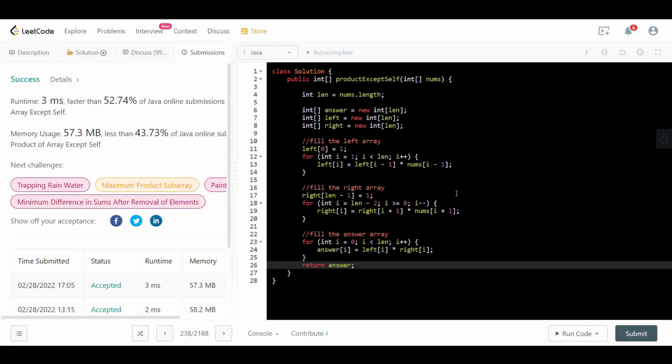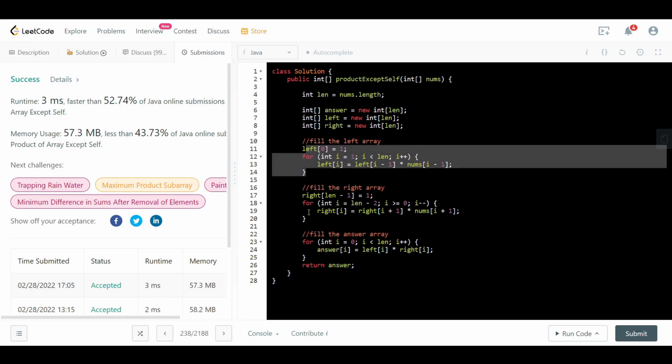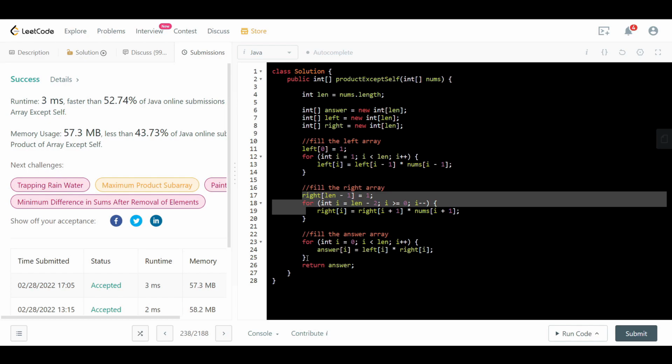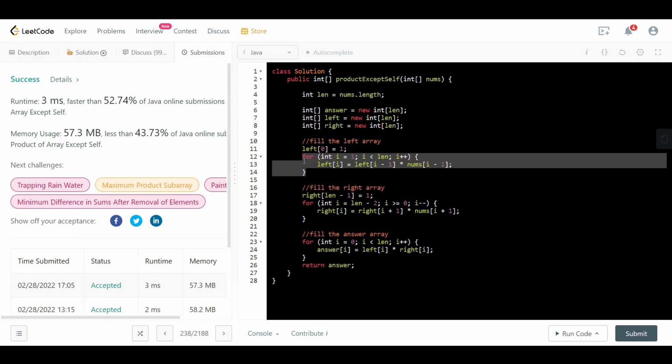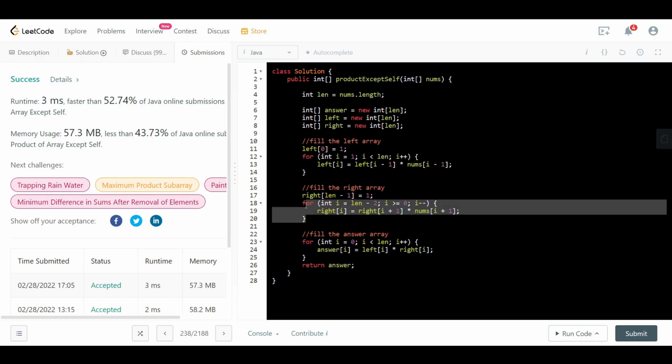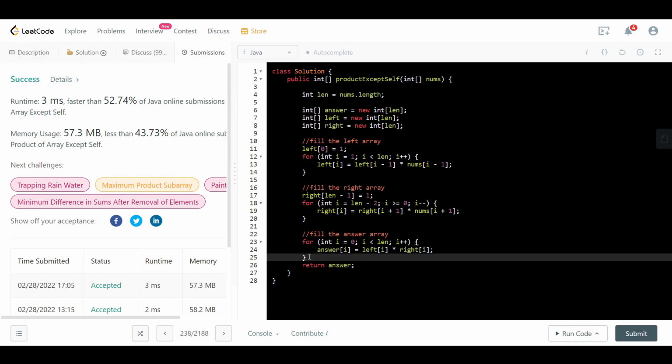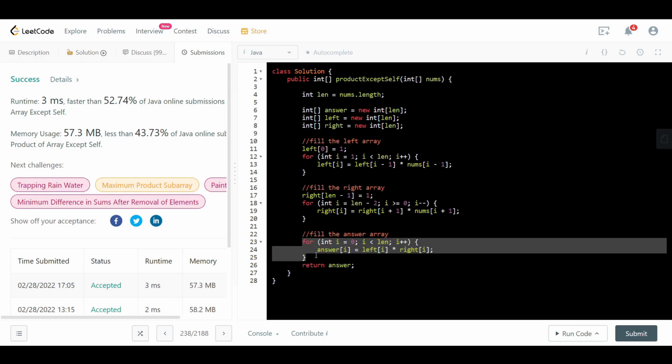So now again, why is the time complexity big O of n, and why is the space also big O of n? As you can see, we have a for loop for the left, we have a for loop for the right, and we have a for loop to fill the answer. Well, this for loop needs big O of n, this for loop also needs big O of n, and this for loop needs big O of n. So in reality, the time complexity is big O of 3n, but we can drop out the 3, and the time is big O of n.